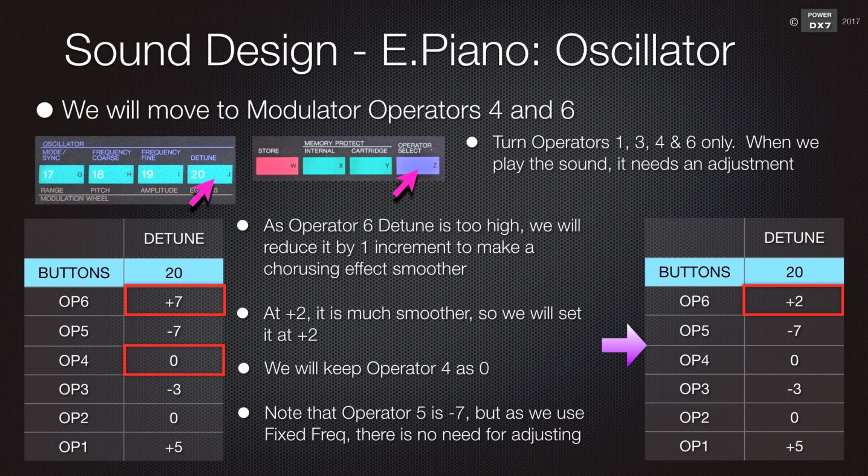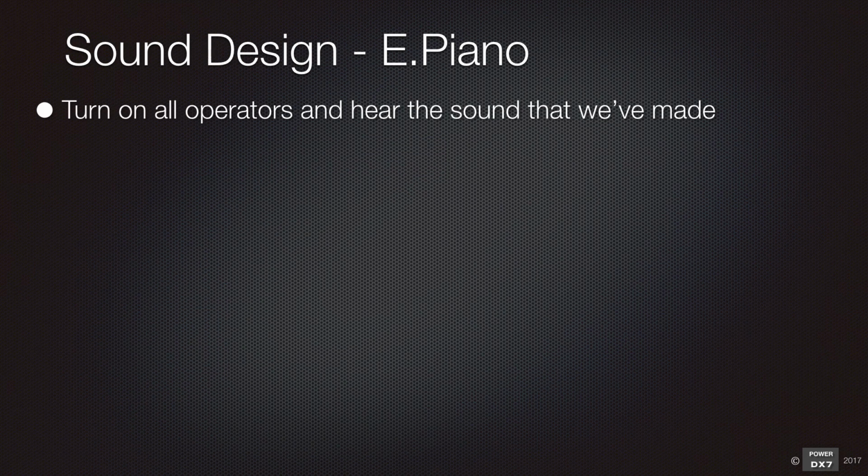Once we have the smooth chorusing effect, we don't need to change operator 4, so we will keep operator 4 at 0. Note that operator 5 is set at minus 7. But as we use fixed frequency, there is no need to adjust detune for operator 5. Now let's turn on all operators and hear the sound that we've just made.